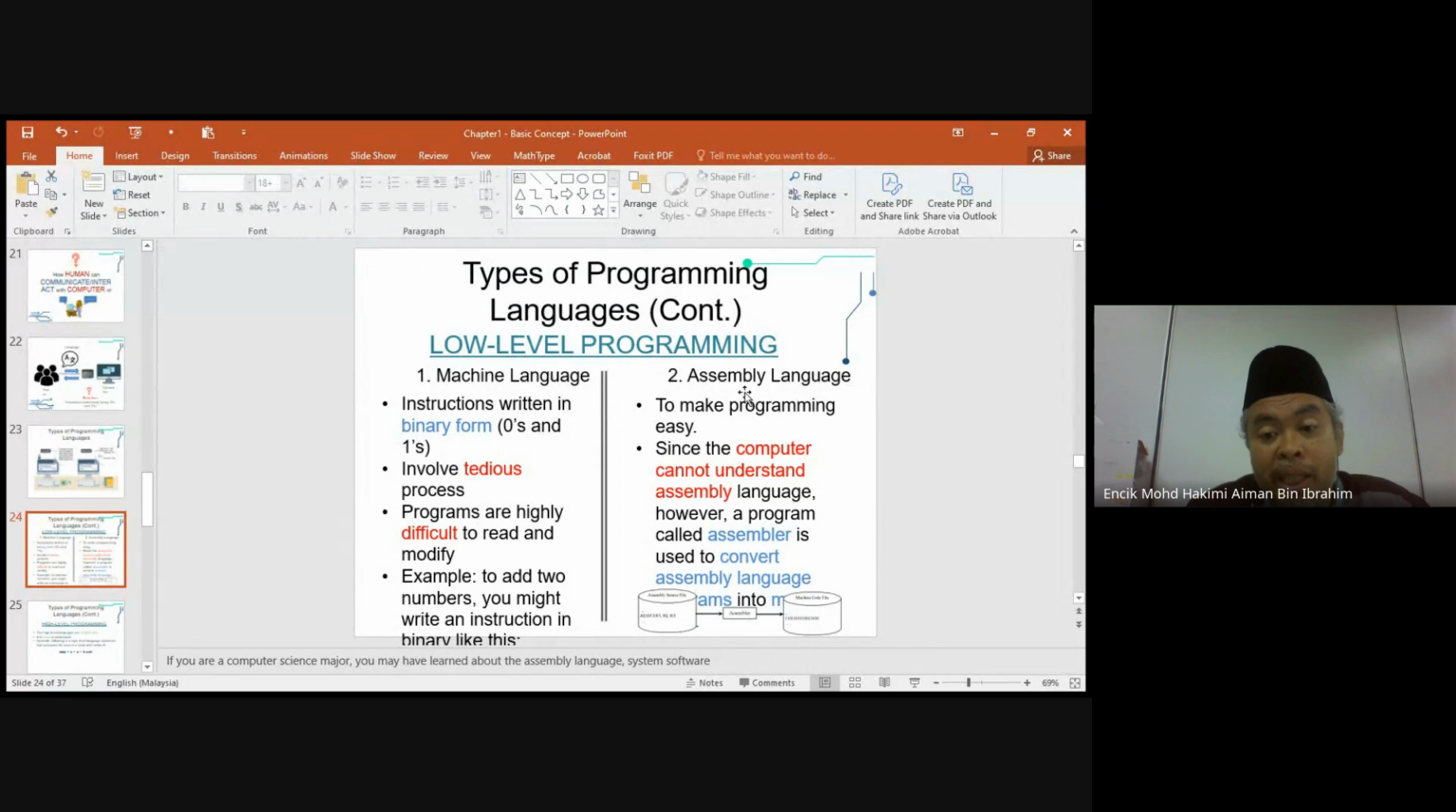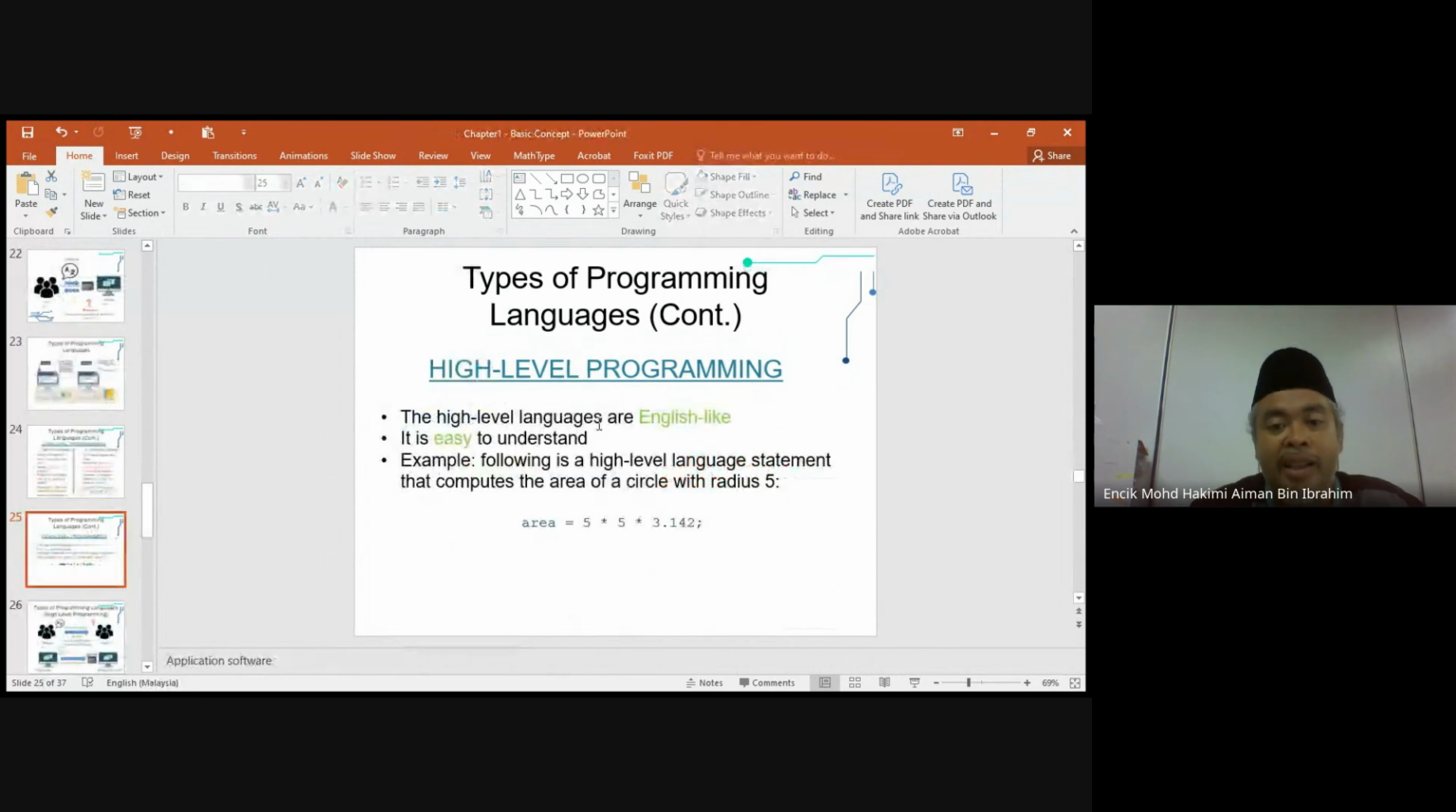While for assembly, it is intended to make programming easier. Since the computer cannot directly understand assembly language, they will need an assembler to convert the assembly language into machine language. But we do have the next type, which is high level. What is high level? High level languages are English-like. It is easy to understand.